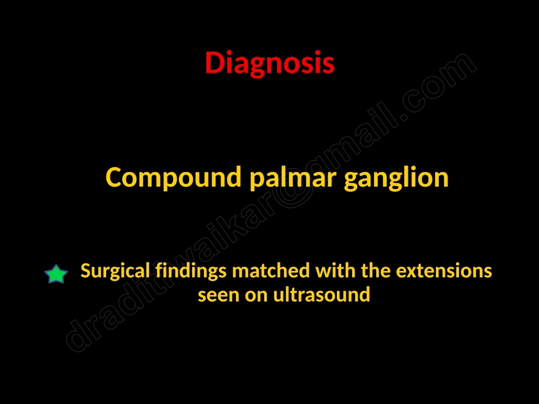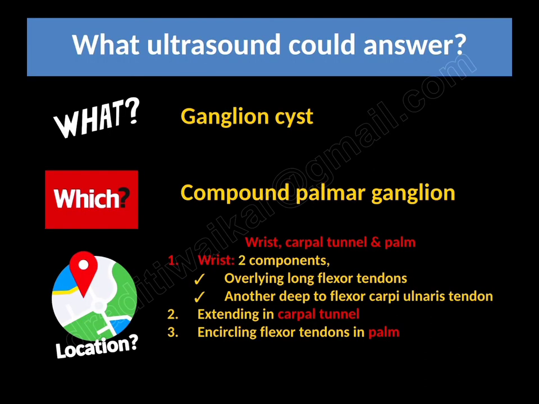If the surgeon wouldn't have been knowing that there was an extension deep down, then it would have resulted in partial removal of this cyst. But since the surgeon was already knowing there was extension deep to the FCU tendon, he further explored and dissected deep, and there was quite a reasonable portion of the cyst which was located deep to the FCU tendon.